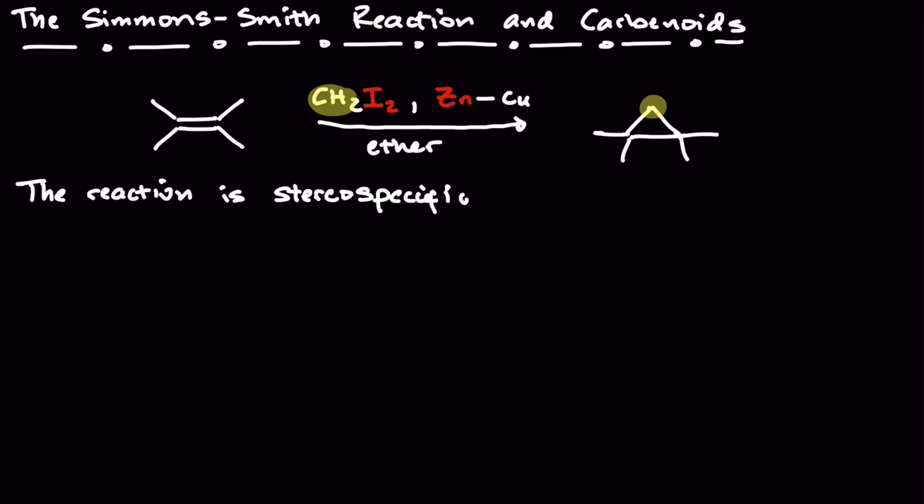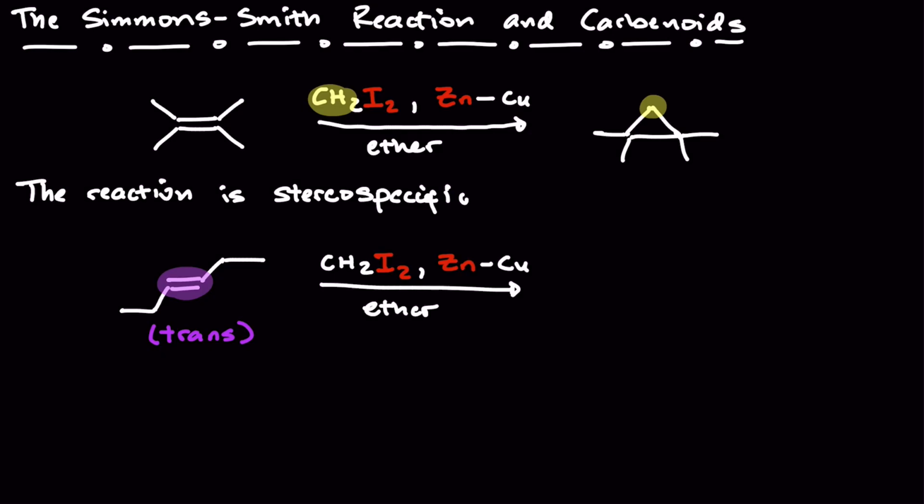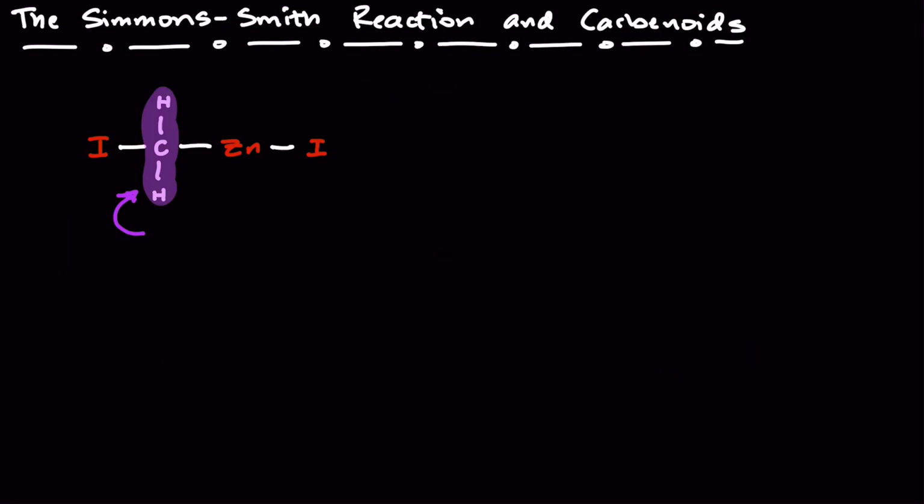This reaction is also stereospecific. If you start with a trans alkene and treat that trans alkene with your Simmons-Smith reaction conditions and reagents, you would form your trans-disubstituted cyclopropane. There are two of them because you have a chiral molecule, so the enantiomer is also equally likely to be formed. And likewise, if you had a cis alkene and you treated it under these conditions, you would form a cis-disubstituted cyclopropane. So let's revisit our active reagent.